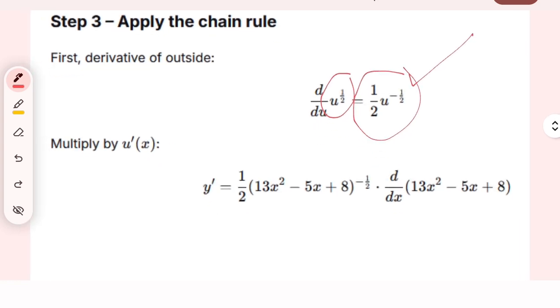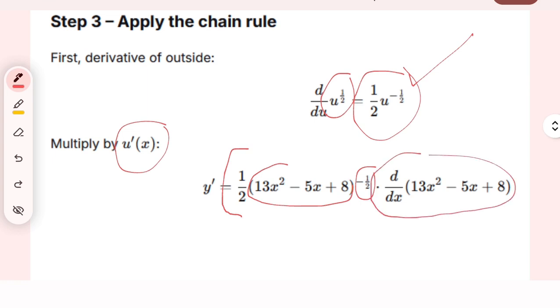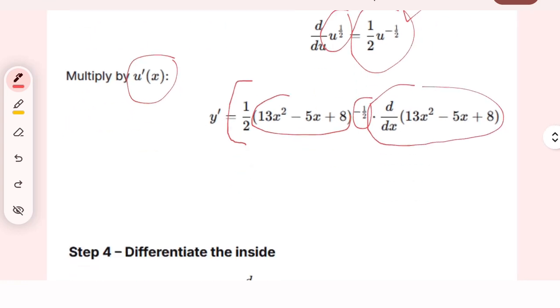All right, so we already have now a 1/2 u to the power 1/2. And then we will multiply that with the x, right? So as you can see in here, we have 1/2 and raised to the power of u. We have our u here to the power of minus 1/2, right? Times the, all right, see, look here, this is the derivative of 3x squared minus 5x plus 8.